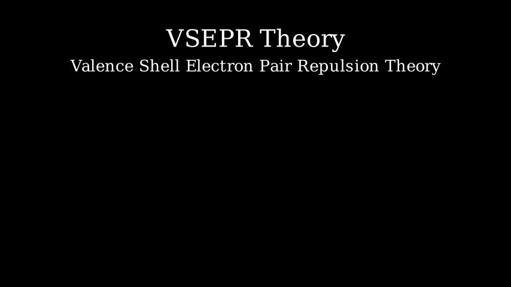Welcome to our lesson on VSEPR theory. VSEPR stands for Valence Shell Electron Pair Repulsion Theory. This theory helps us predict the three-dimensional shapes of molecules based on the arrangement of electron pairs around the central atom. The basic principle of VSEPR theory is simple.